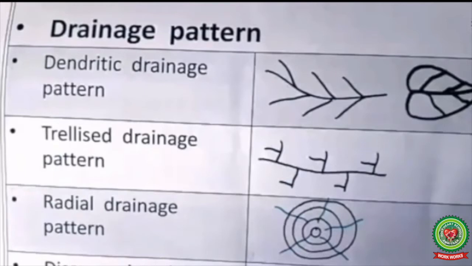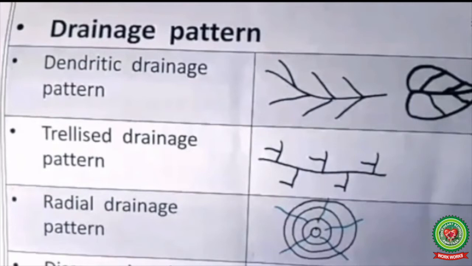Children, we have already studied about the pattern of drainage system in the topographical maps through conventional signs and symbols. Generally, 4 distinct drainage patterns can be recognized on the topographical maps. They are dendritic drainage pattern, trellised, radial and disappearing streams. Now let us identify them on the topographical sheets.